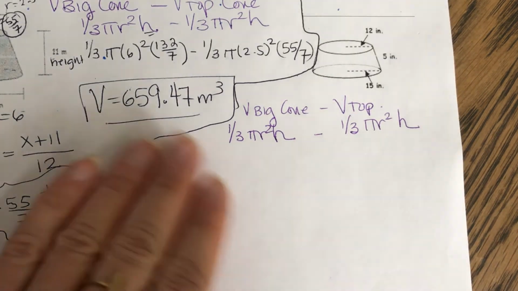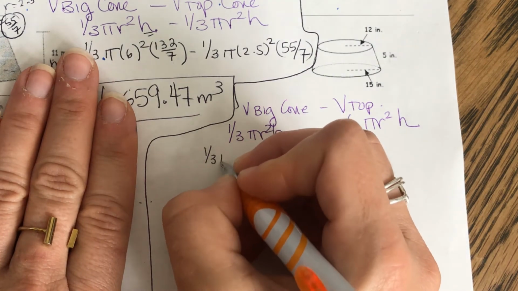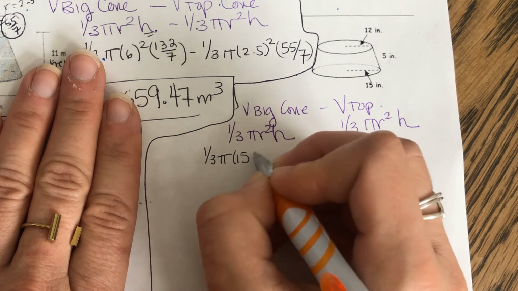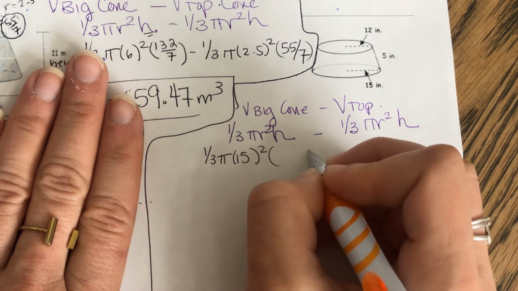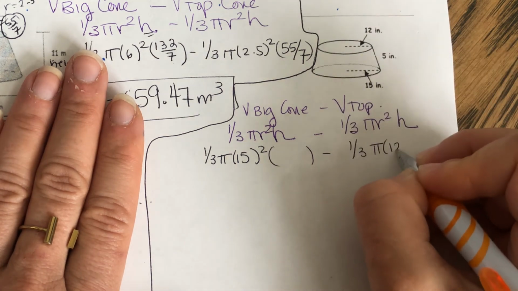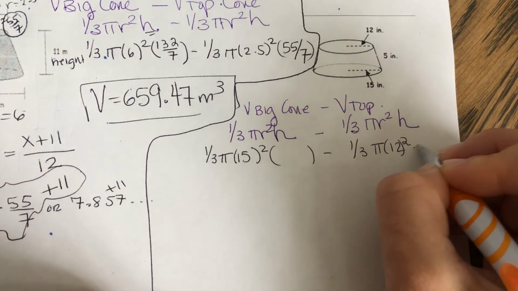Okay, let's put in the numbers that we know. We know we got 1/3. We know we have a pi. The radius, oh, they gave us, is 15 squared. Do you have the height? No, you're always going to have to find that. Minus 1/3 pi, radius 12 squared, height.